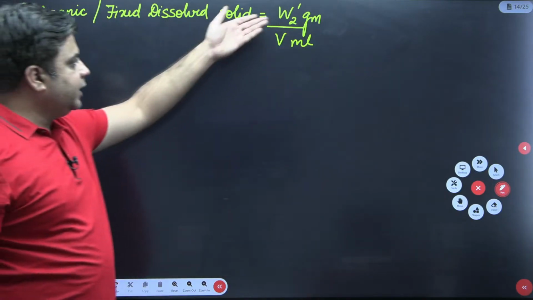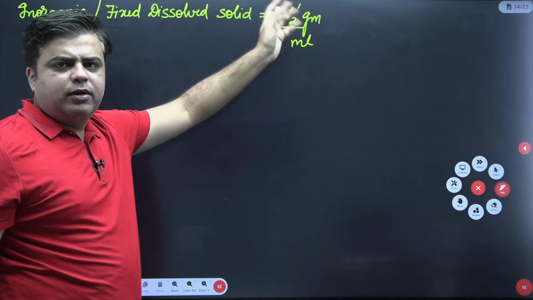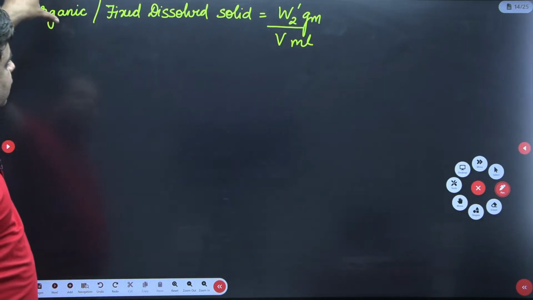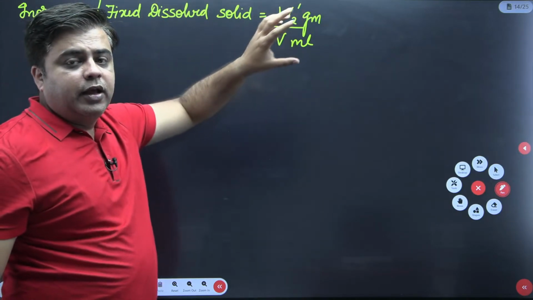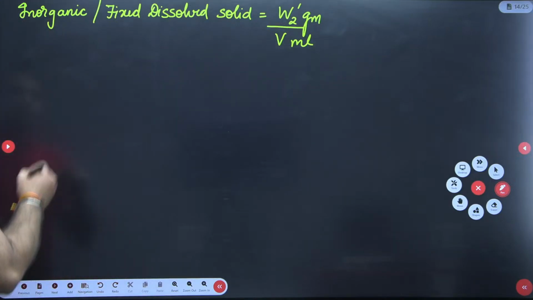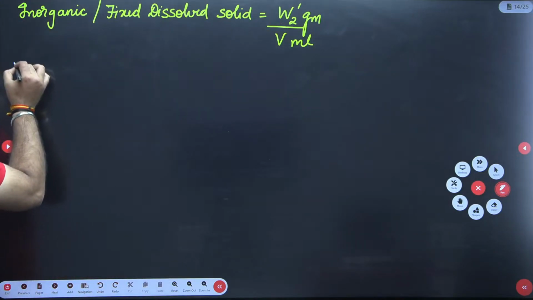So this is how you can express the concentration in gram per ml or gram per liter. Accordingly you can do this. So you have calculated the concentration of inorganic dissolved solids, and you also know the concentration of dissolved solids. So from that you can calculate the concentration of organic dissolved solids.